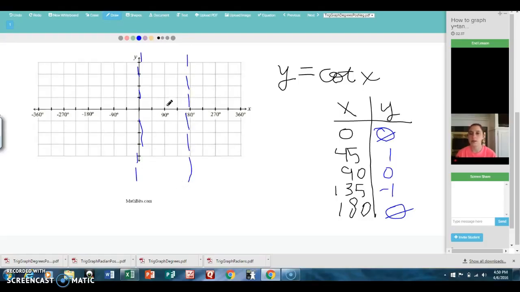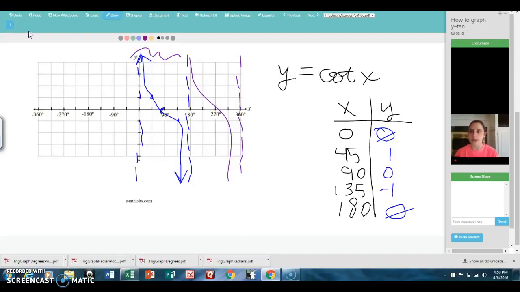It goes through 90 degrees, which is right here. And then it behaves kind of in the opposite direction of tangent. So it's going to fall as we go from left to right, like that. Okay, and just like with tangent, if your teacher wanted another period of the graph, you can see that from here to here is 180. So just go 180 degrees down the line. That would put you at 360, make another asymptote, and then just copy the picture over, something like that.